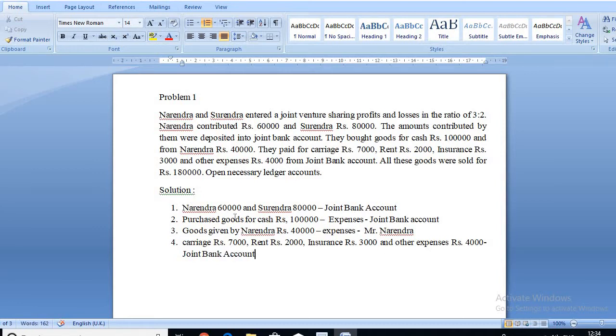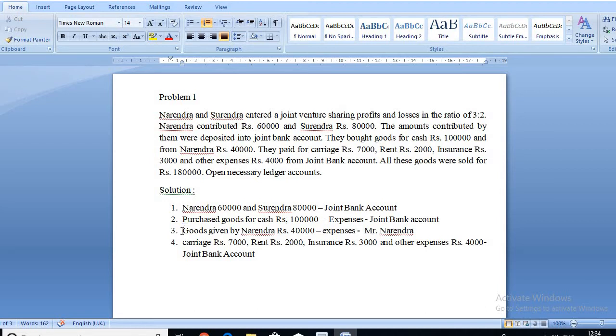Now we have to record these transactions in ledger accounts. Once again I will repeat. The first transaction is that Narendra contributed 60,000 and Surendra contributed 80,000, and the amounts contributed were deposited into the joint bank account. The second transaction: they purchased goods for cash rupees 1 lakh. There is no clear information about who paid this 1 lakh, so it is assumed that it is paid through the joint bank account.